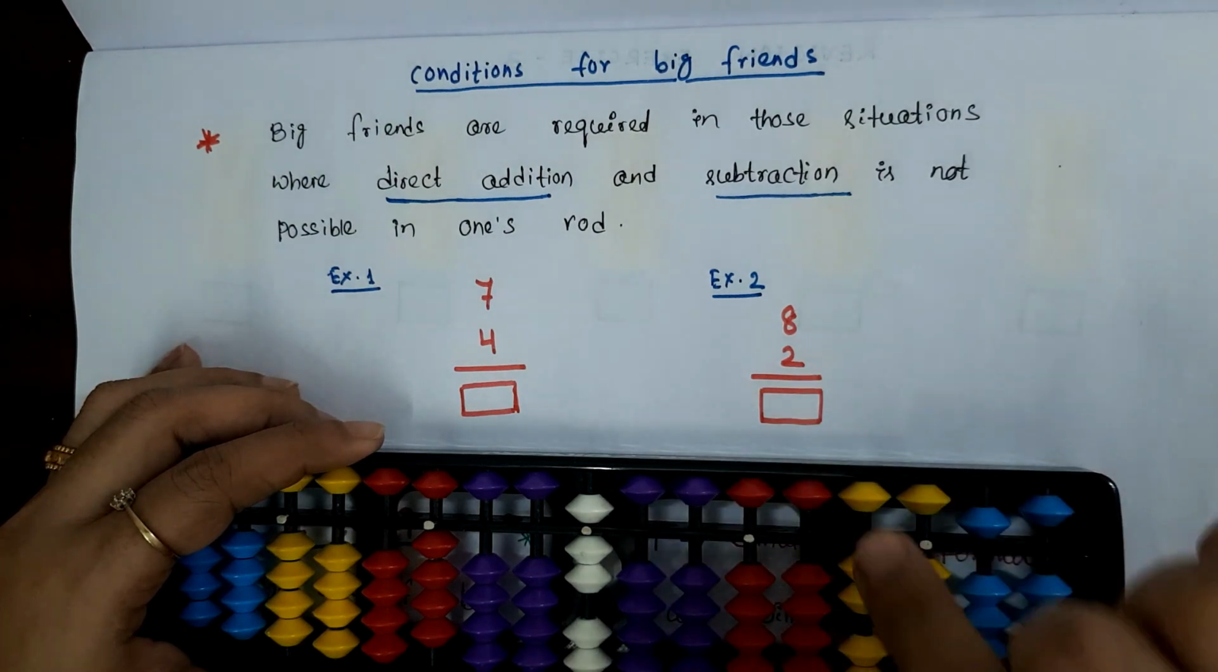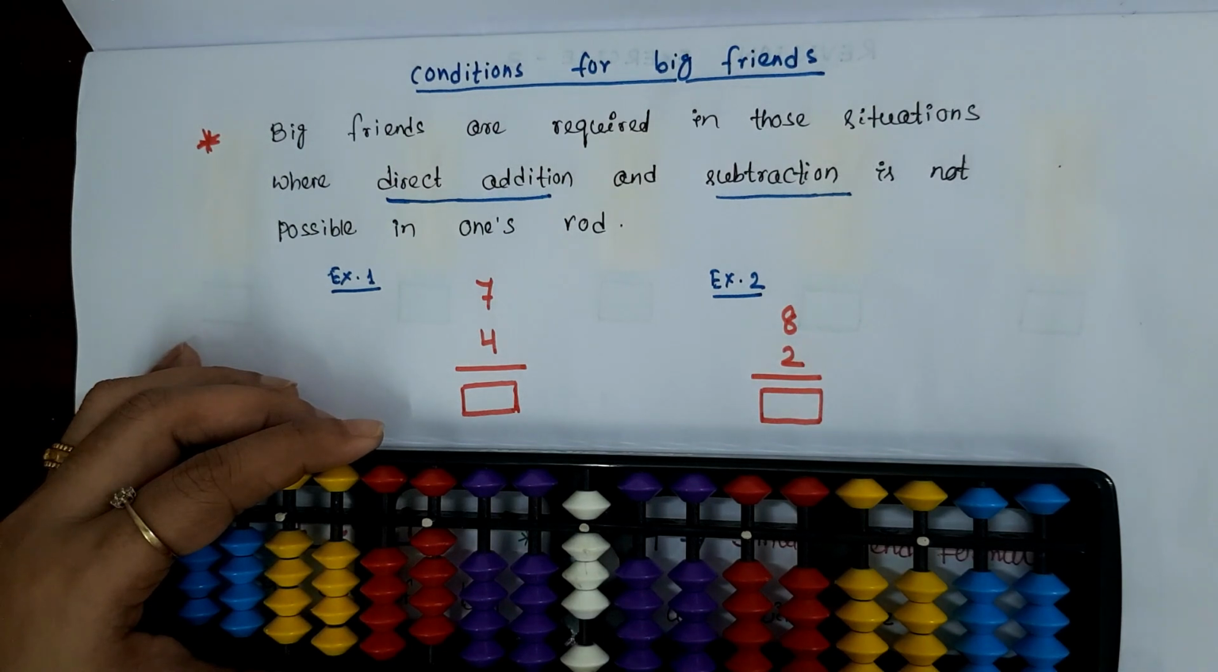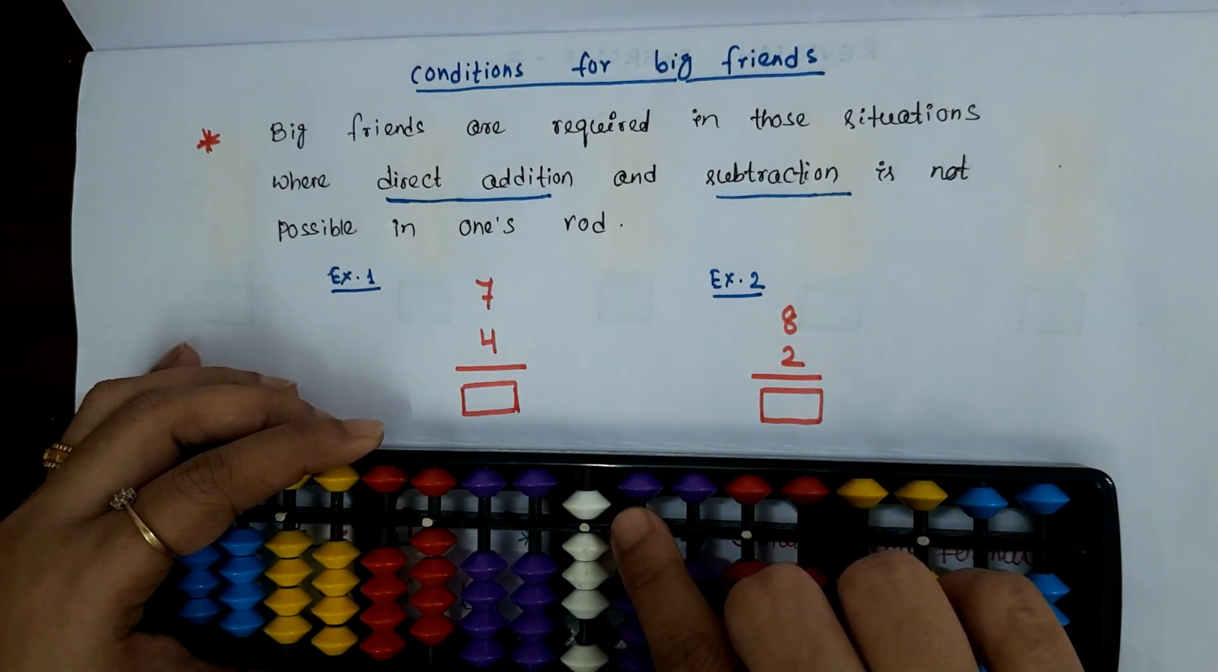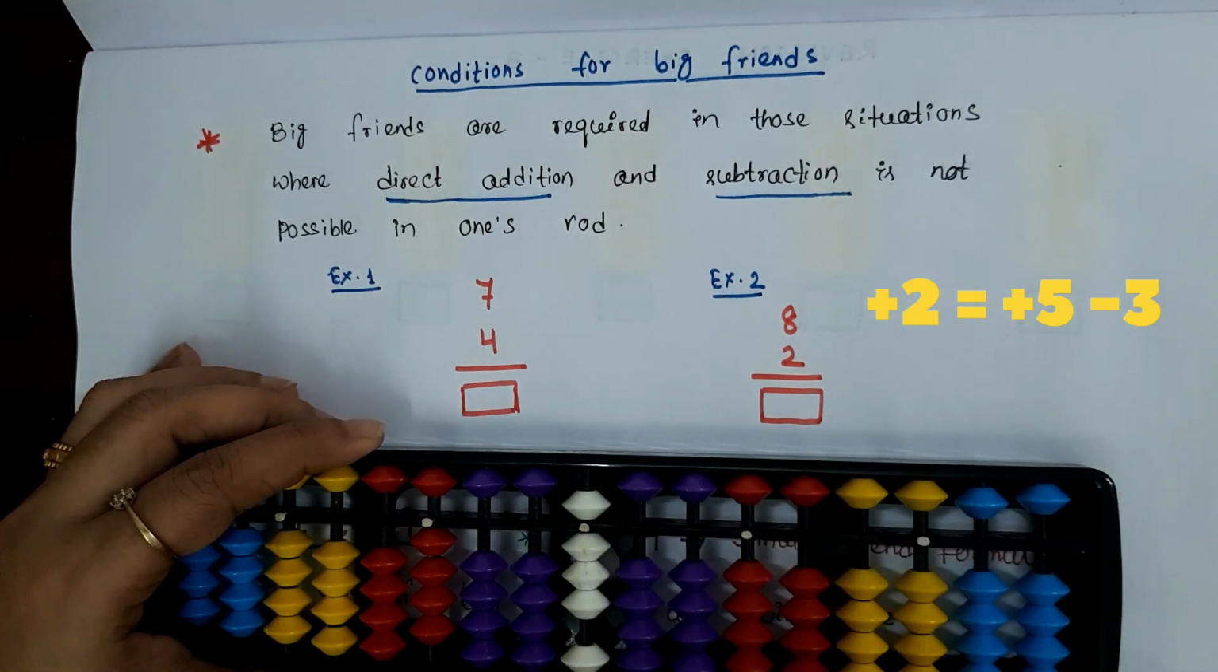Let us take another example, that is 8 plus 2. You can see here we do not have 2 more beads at the ones rod, and also it is not possible to apply small friend addition of 2, which equals plus 5 minus 3. Why? Because we have already used the upper bead. So in this case also we have to take the help of tens rod beads to solve this sum. In such cases we have to use the big friend formula.